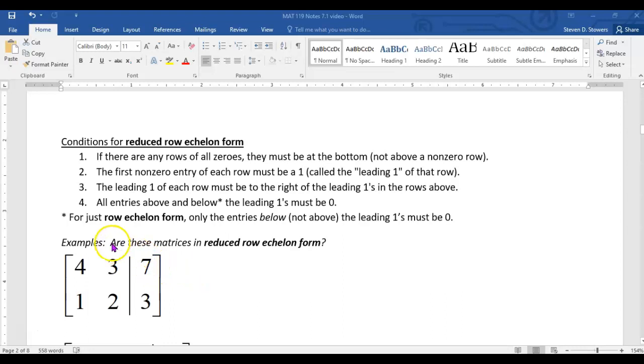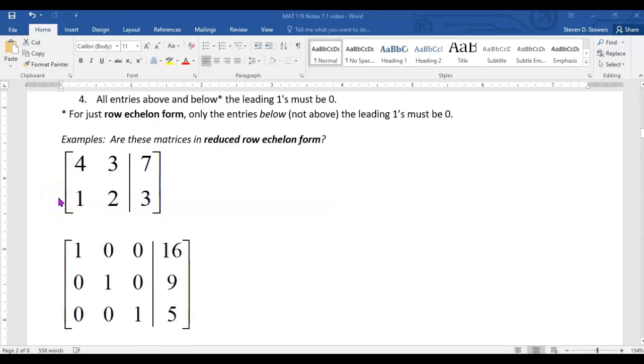So let's look at some examples of matrices and decide whether or not they meet all those conditions. So what about this one? Well, right away, this first row starts with a 4, so it's not in reduced row echelon form. It doesn't have a leading 1. It breaks the second rule. Okay, what about this matrix here?